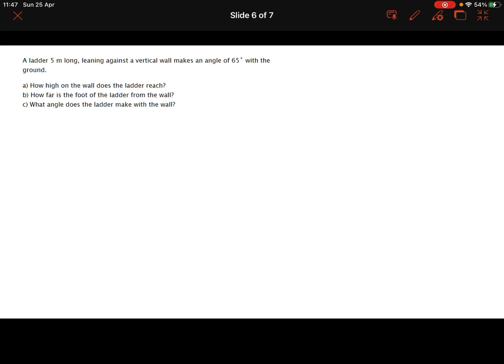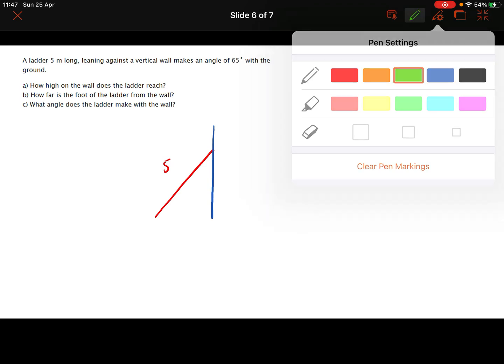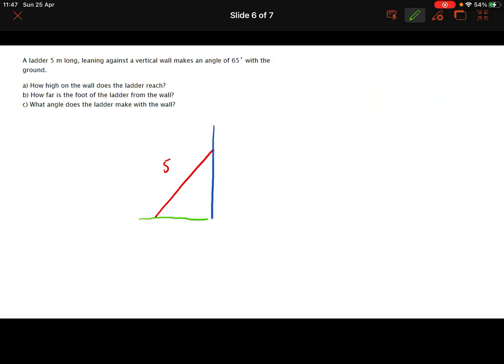Now the key to a question like this is you must draw a diagram. The difficult thing about these questions is drawing a diagram that makes sense. Once you do a diagram that makes sense, it actually becomes very, very easy. So I'm going to represent my ladder by a straight line, and it's 5 meters long, leaning against a vertical wall. And then we've got the ground. Let's say the ground is grass, so green.